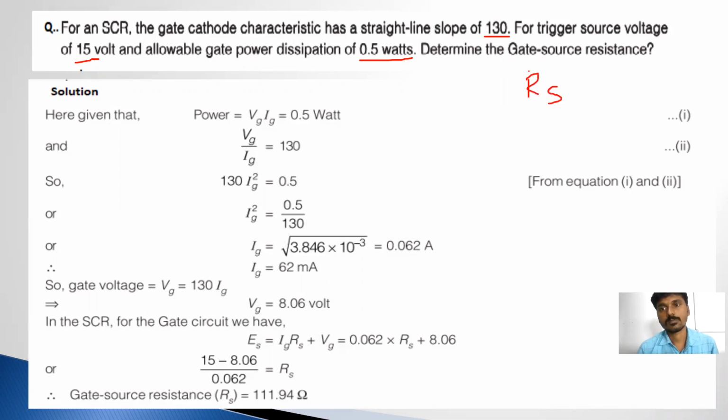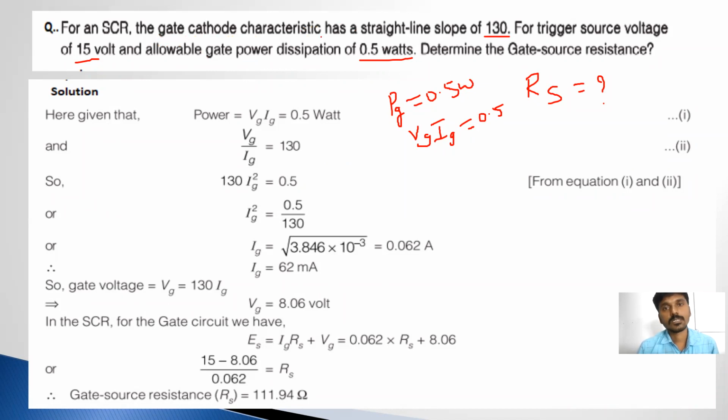We have to find out Rs, which means the gate source resistance. So how can we find it out? It has given the gate power dissipation, PG, which is equal to 0.5 watts. PG is nothing but VG into IG, voltage into current. So VG into IG is equal to 0.5. Clear? So we know the formula.